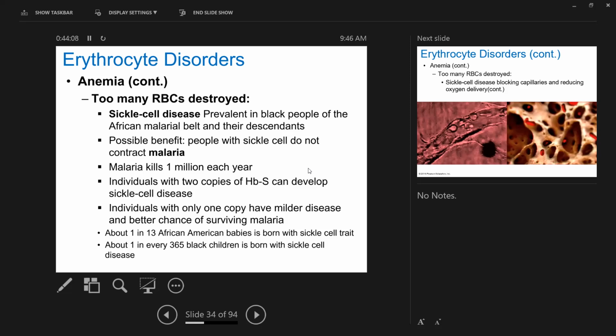Bone marrow transplants can take out the defective bone marrow that's producing the defective hemoglobin. And so you're still a carrier. You're not altering the DNA, but you can take out the defective bone marrow and put in healthy bone marrow and produce healthy hemoglobin. So that's a strong possibility there.